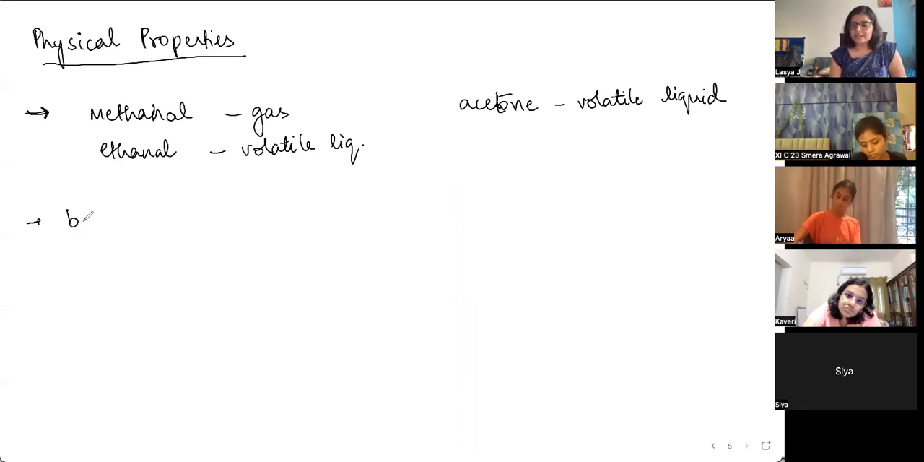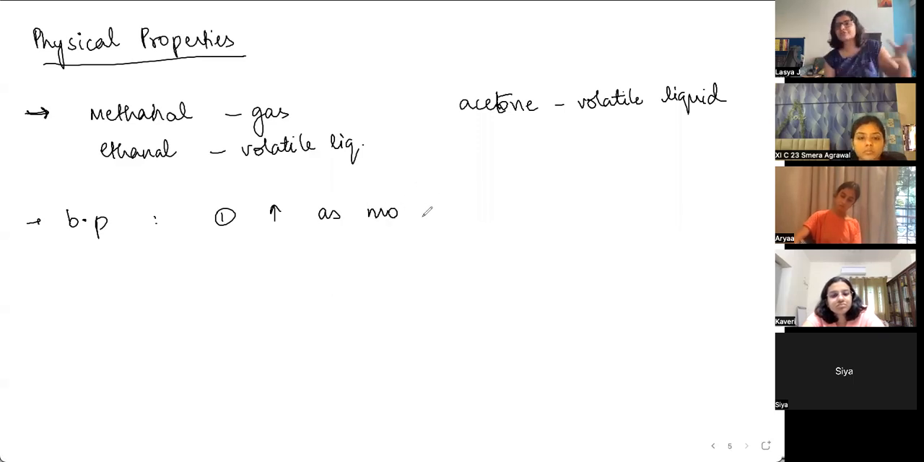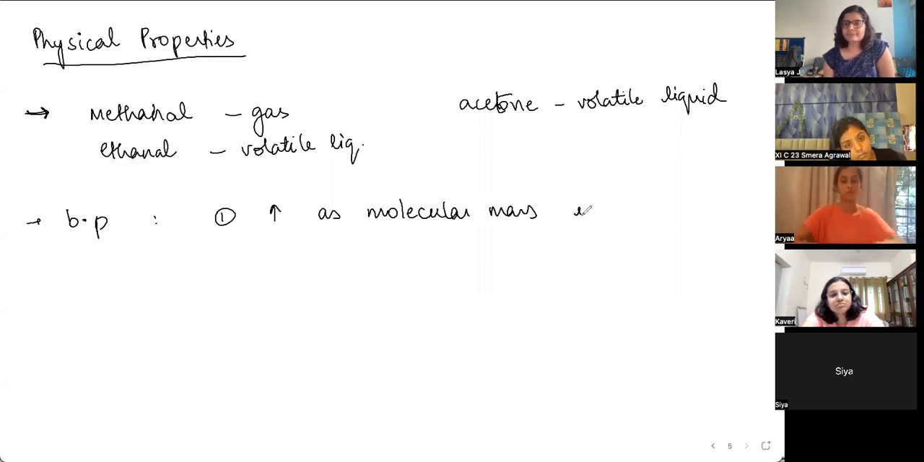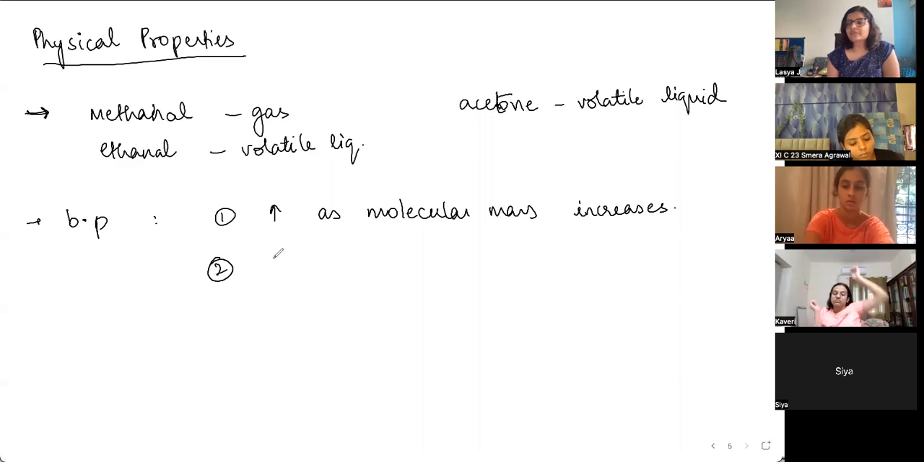So that will be our next point, when it comes to boiling point. Point 1: it increases as the molecular mass increases. Basically, as the number of carbons in the chain increases, the boiling point also increases. The next point when it comes to boiling point is how it compares with alcohols and ethers, because those are the other functional groups that also contain oxygen. That's why we end up comparing with those.